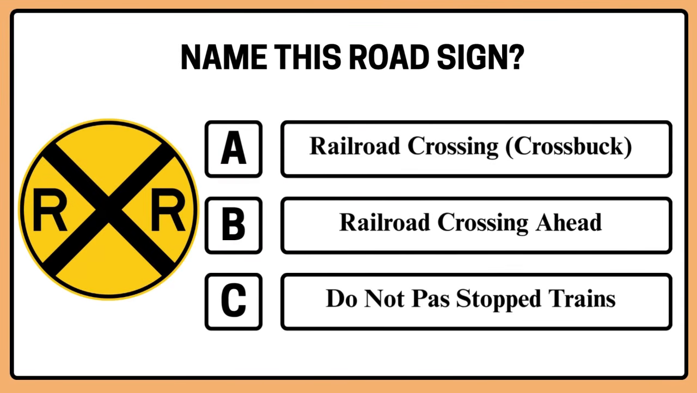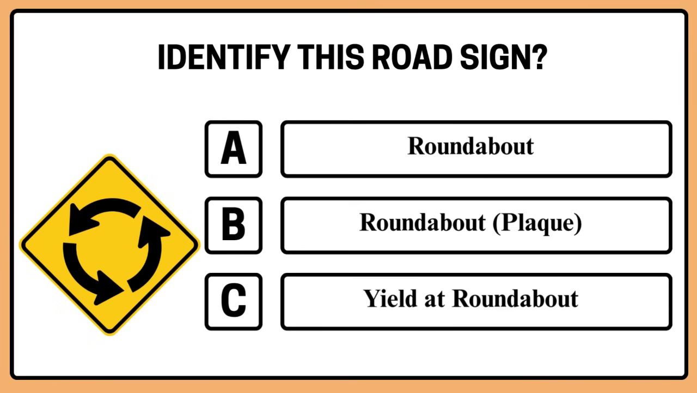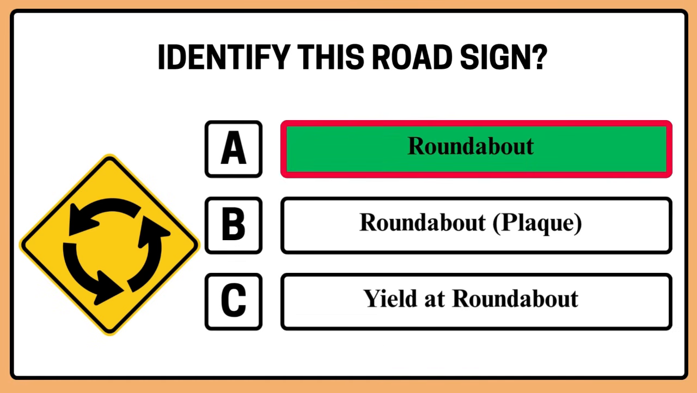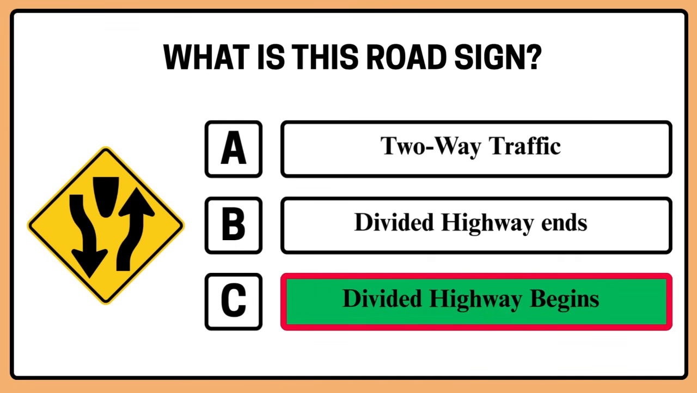Identify this traffic sign. The answer is B, railroad crossing ahead. Name this road sign. The answer is A, roundabout. Identify this road sign. The answer is C, divided highway begins.